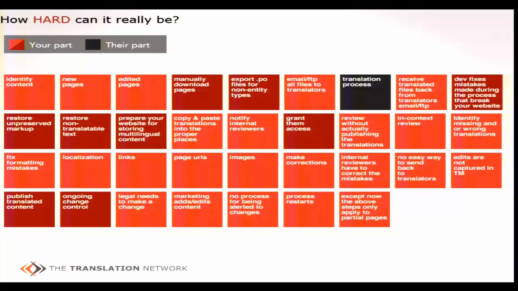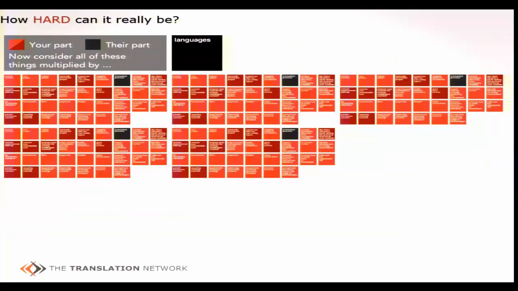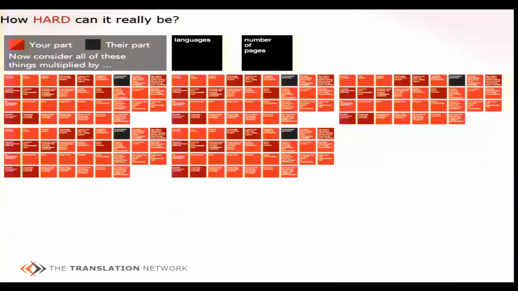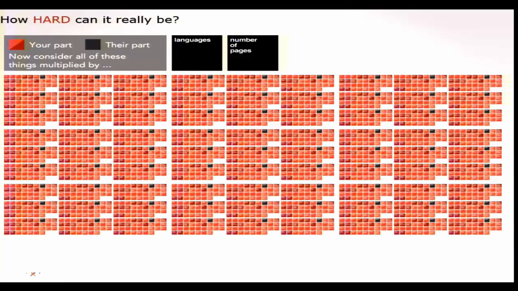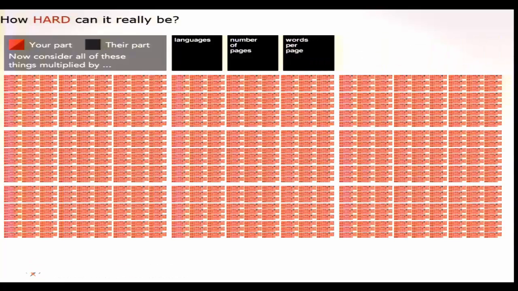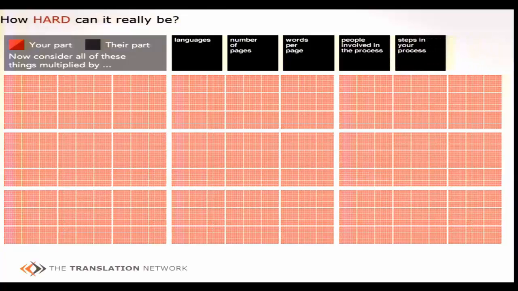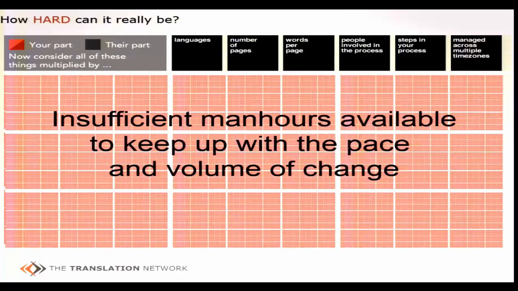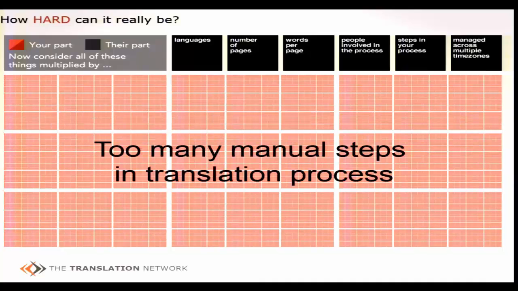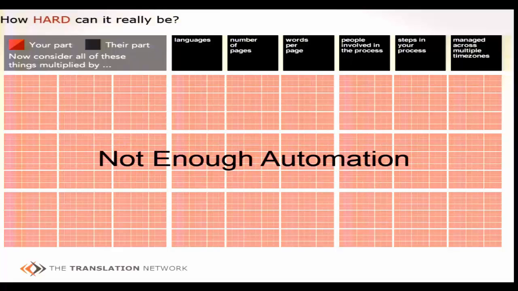And when you begin to multiply these things by the number of additional languages they have deployed, the number of pages on the website, all of these other variables in the process, the thing just grows exponentially and eventually becomes completely unmanageable. And the reason for that is that they just don't have the cycles to keep up. This stuff's changing so often. And the reason that it's such an overwhelming process is because it's way, way too manual, not enough automation.